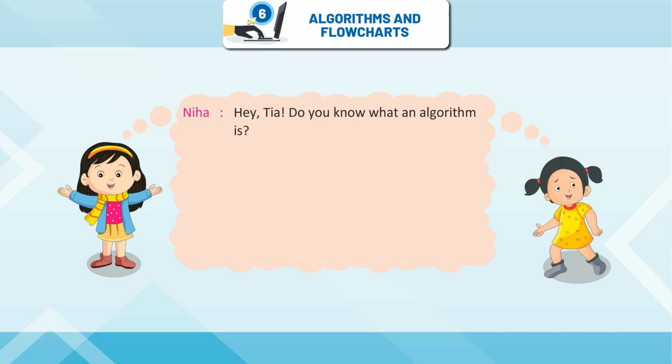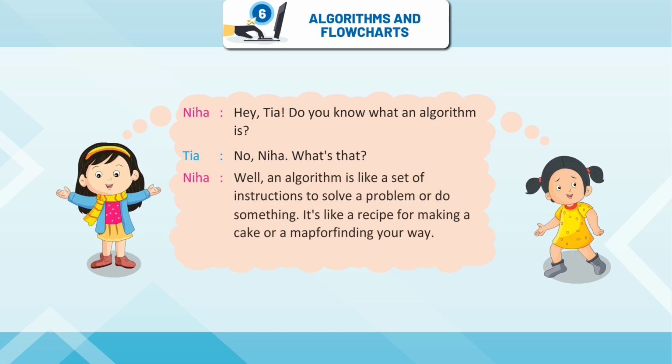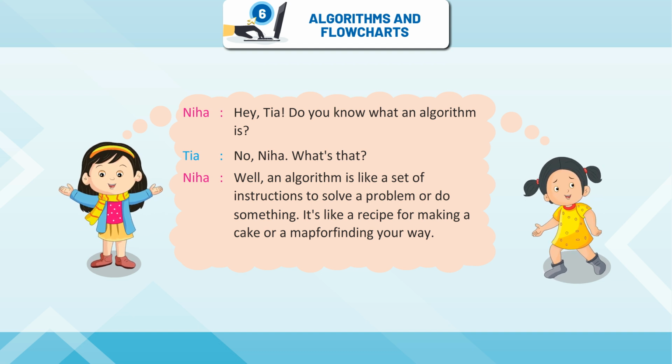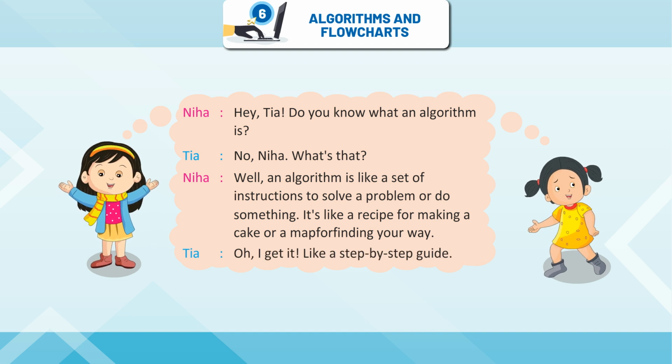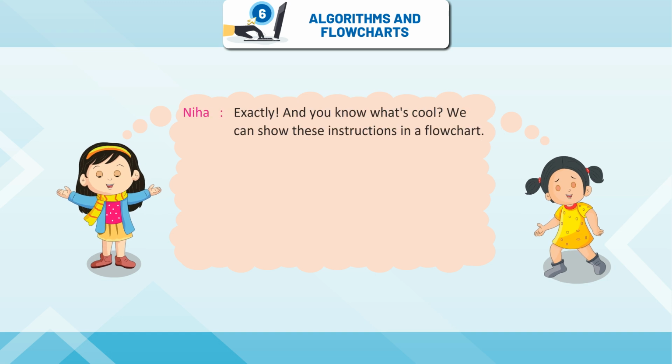Neha: Hey Tia, do you know what an algorithm is? Tia: No Neha, what's that? Neha: Well, an algorithm is like a set of instructions to solve a problem or do something. It's like a recipe for making a cake or a map for finding your way. Tia: Oh, I get it. Like a step-by-step guide? Neha: Exactly.